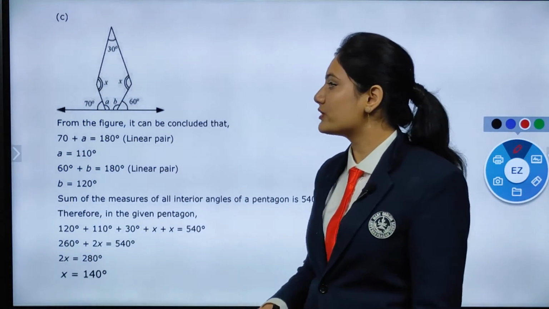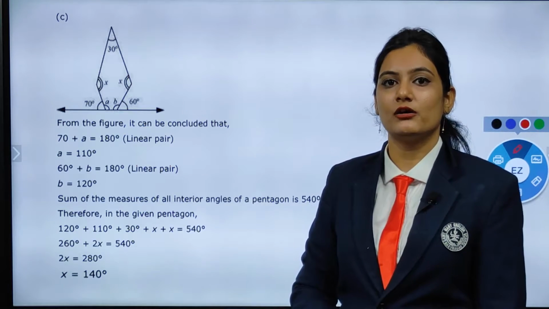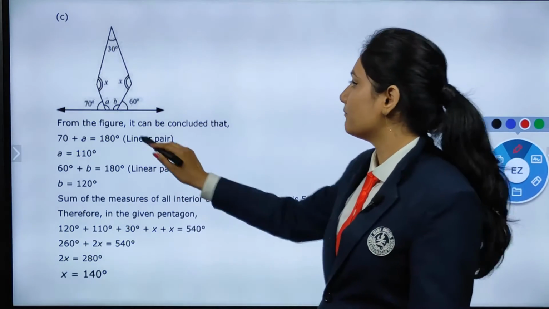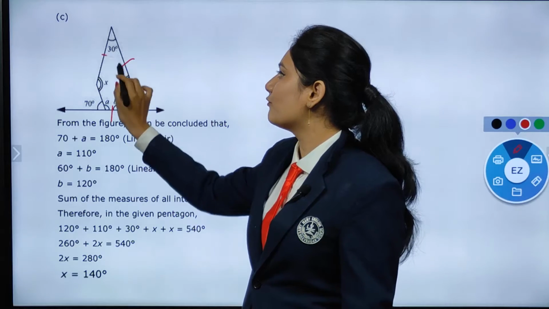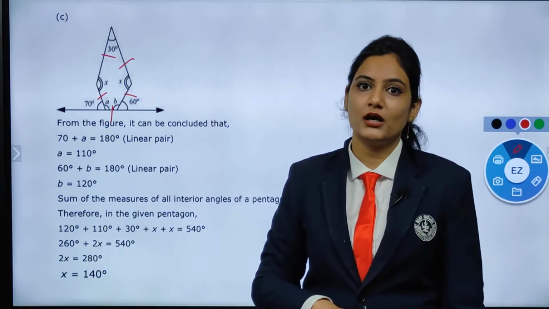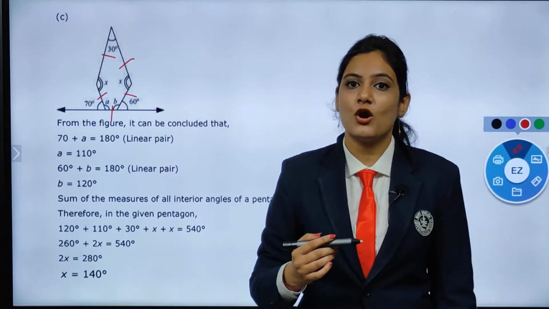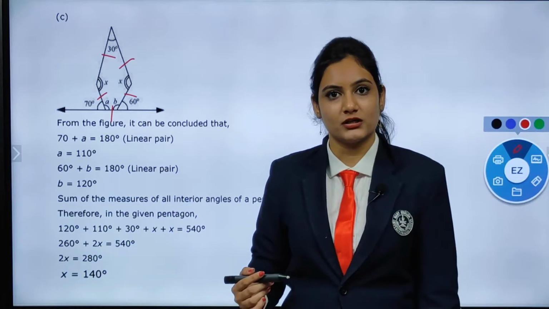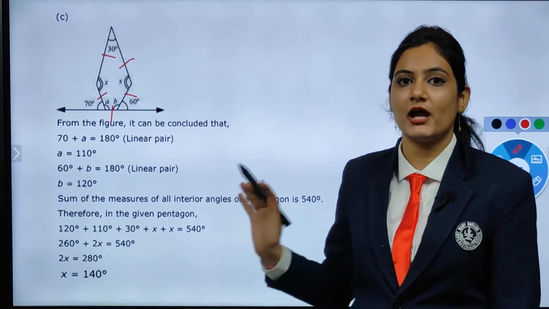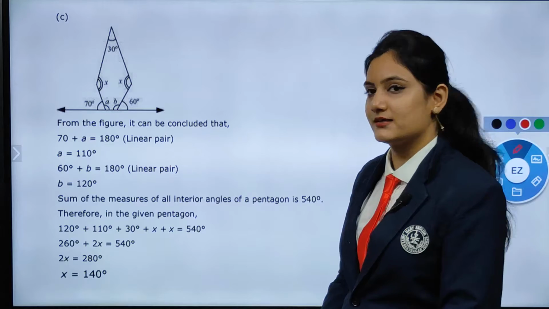See children, in this question, when we count the number of sides, it is clearly seen that it is not a quadrilateral. See, 1, 2, 3, 4 and 5. So it is what? A pentagon. The pentagon has the sum of all interior angles not 360 degrees, it is 540 degrees. So don't make a mistake when you are writing the sum of all interior angles of any polygon. Now children, here you have to find the value of x.